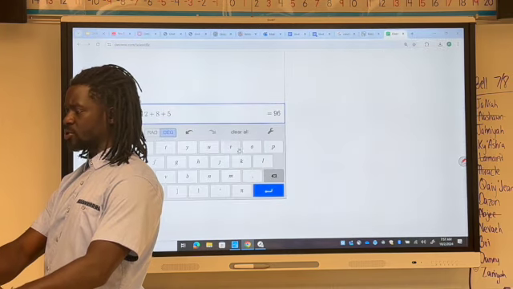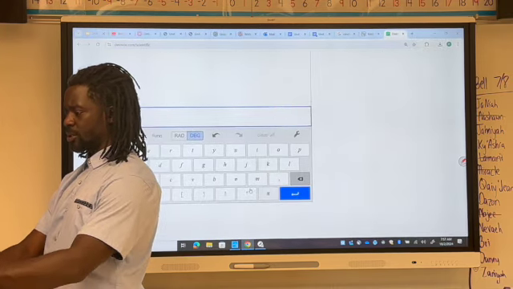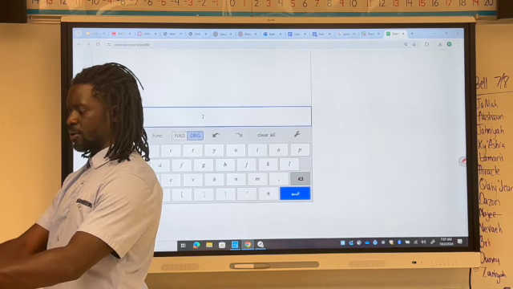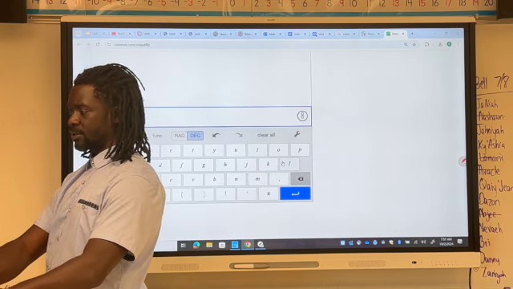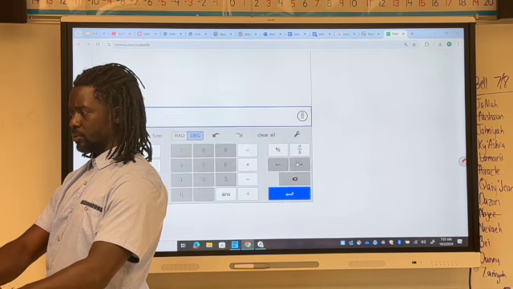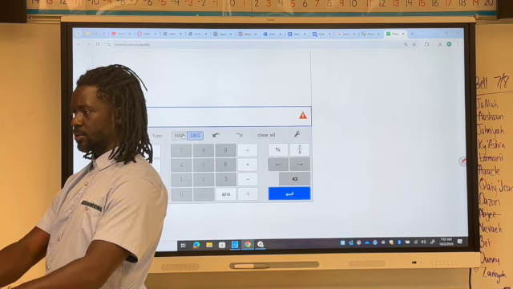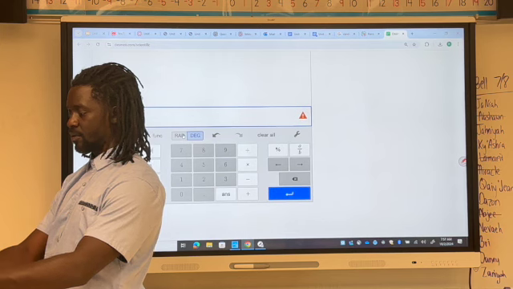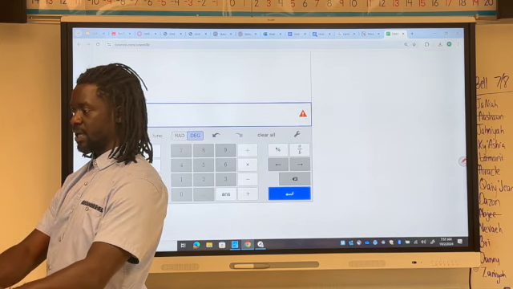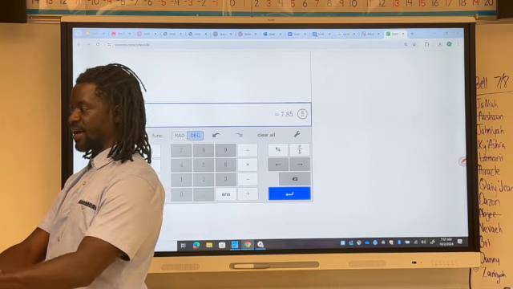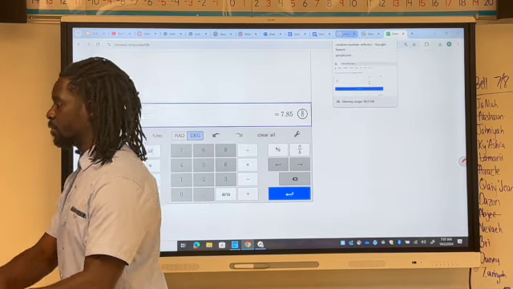It's told me to use 3.14. So I'm just going to use 3.14 times 1/2 times 5, and that's going to give me 7.85.